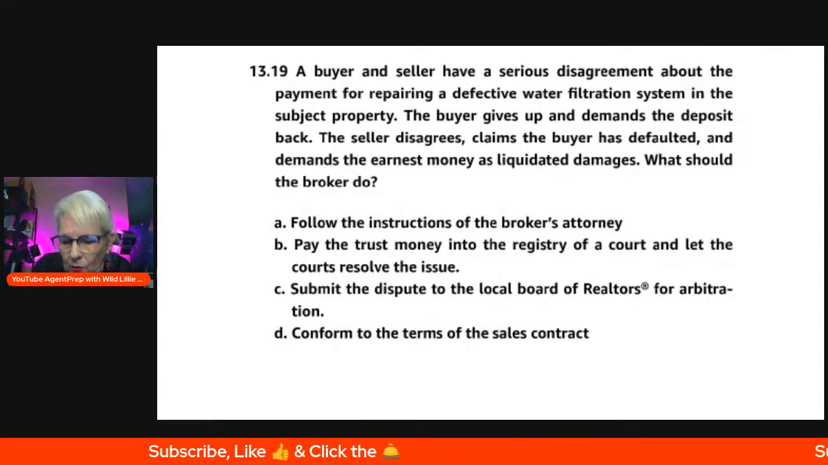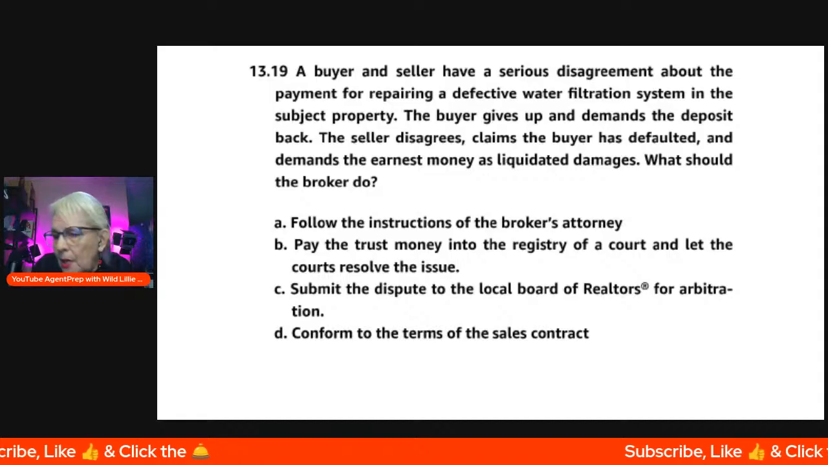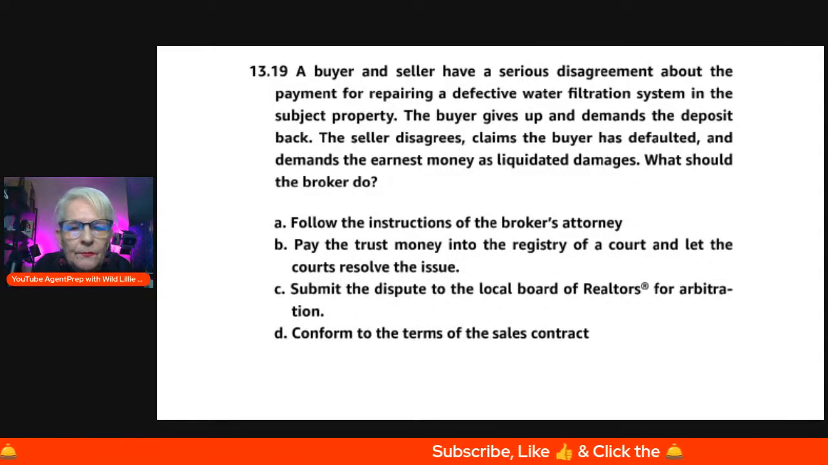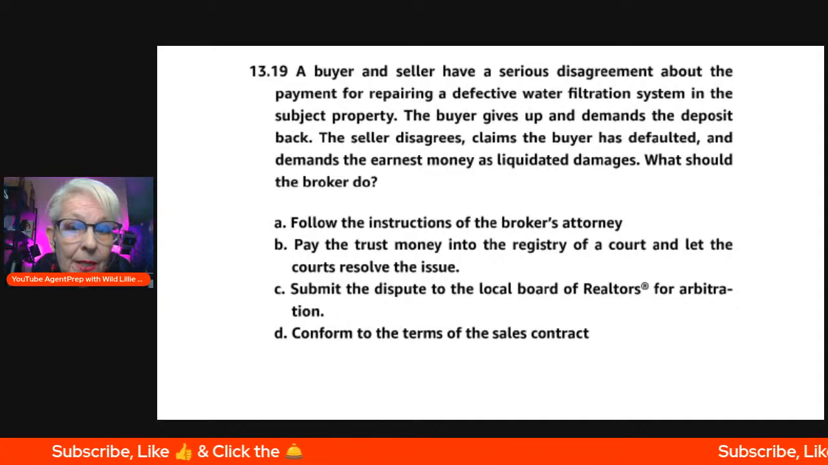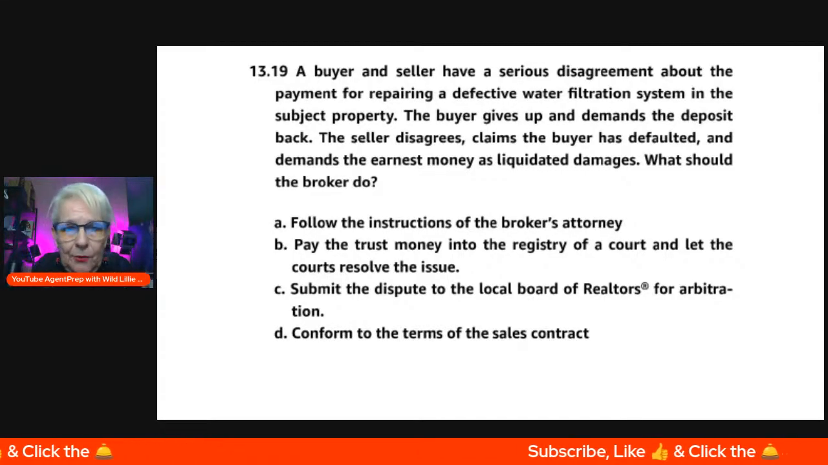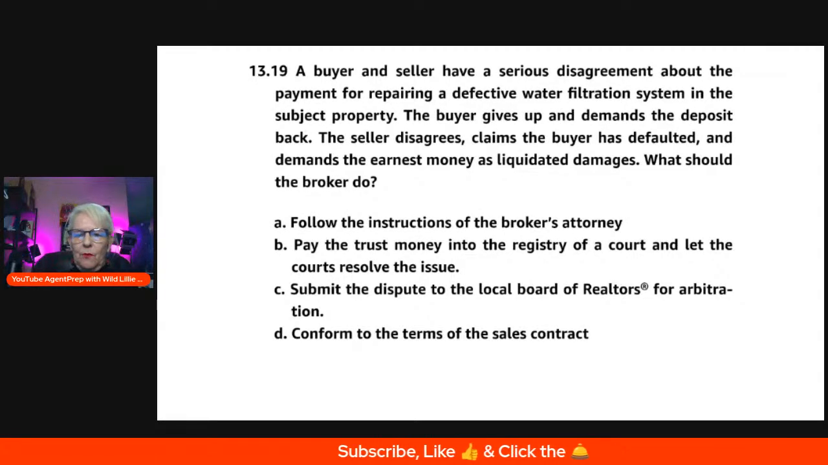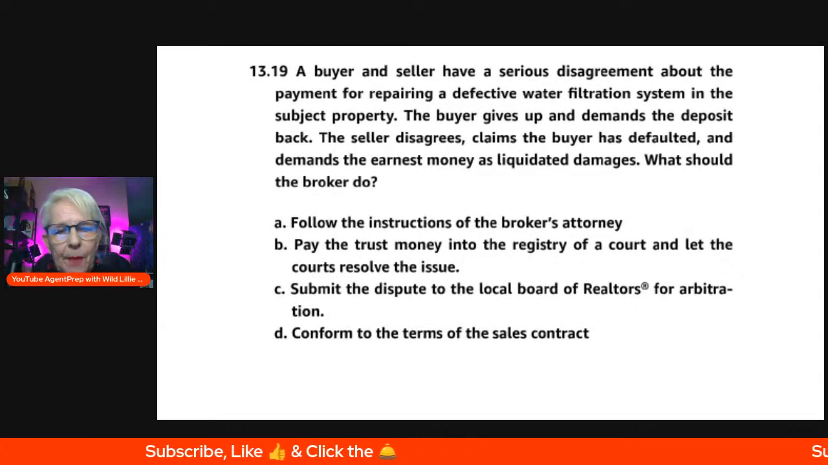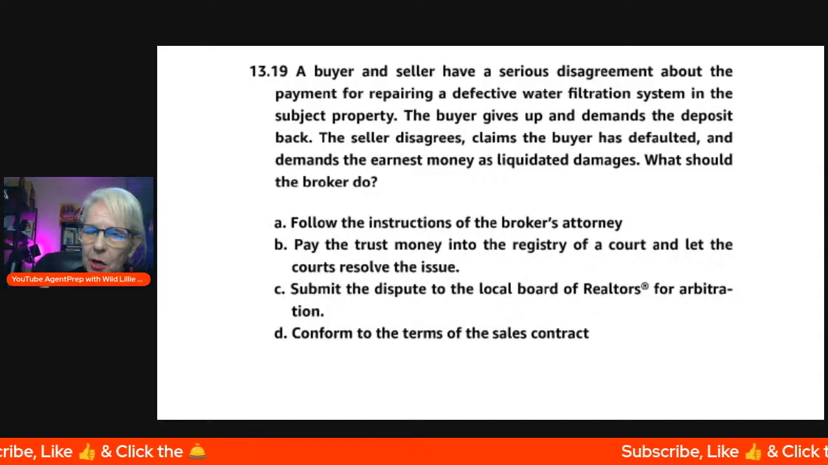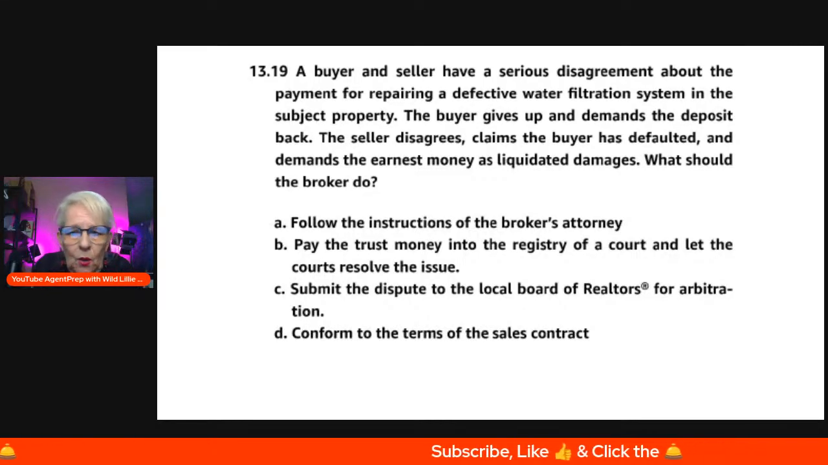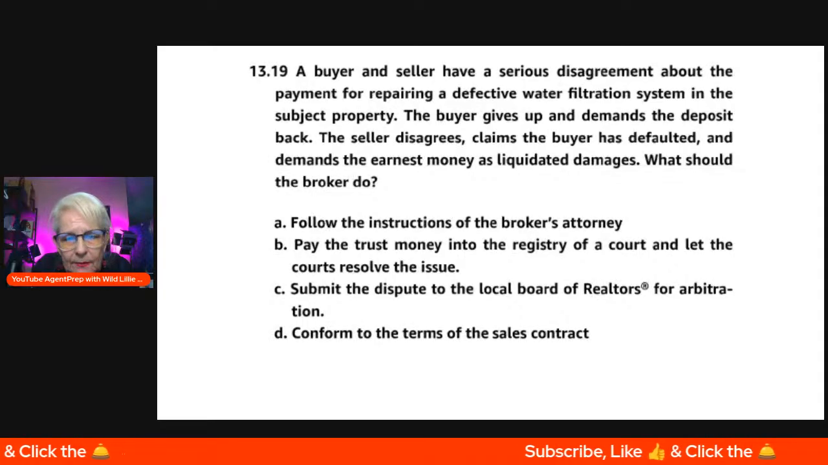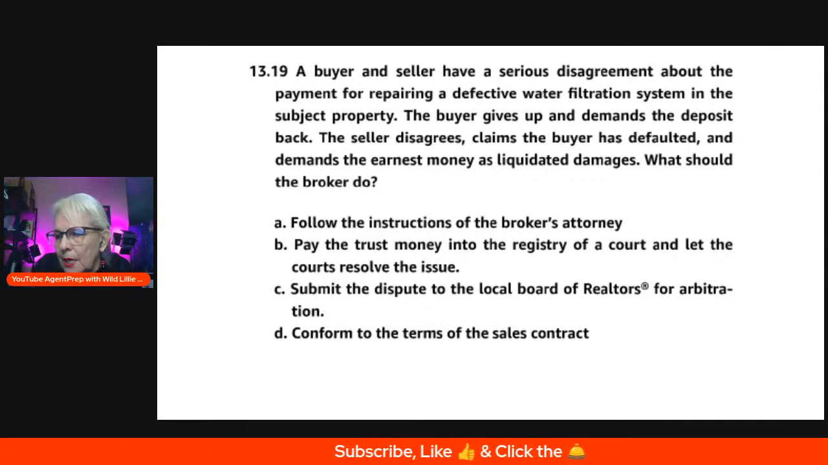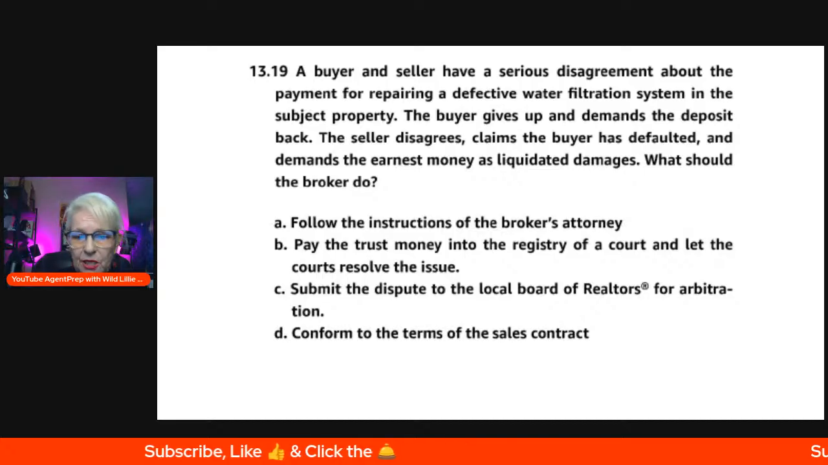Man, so many things about going to the court. The court should be our last option. However, this is what kind of a disagreement? A serious disagreement about the payment. So nobody wants to give in here. The buyer demands the deposit and the seller doesn't agree. So now they're in conflict. And if it can't be resolved between the brokers, the realtors, the clients, then it goes to what? It can go to arbitration or mediation and then arbitration.